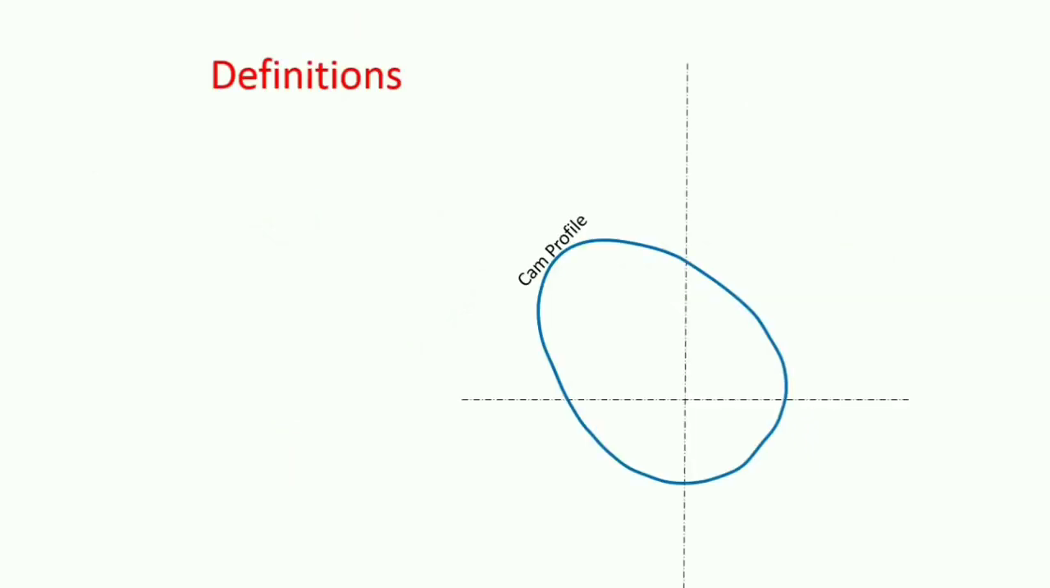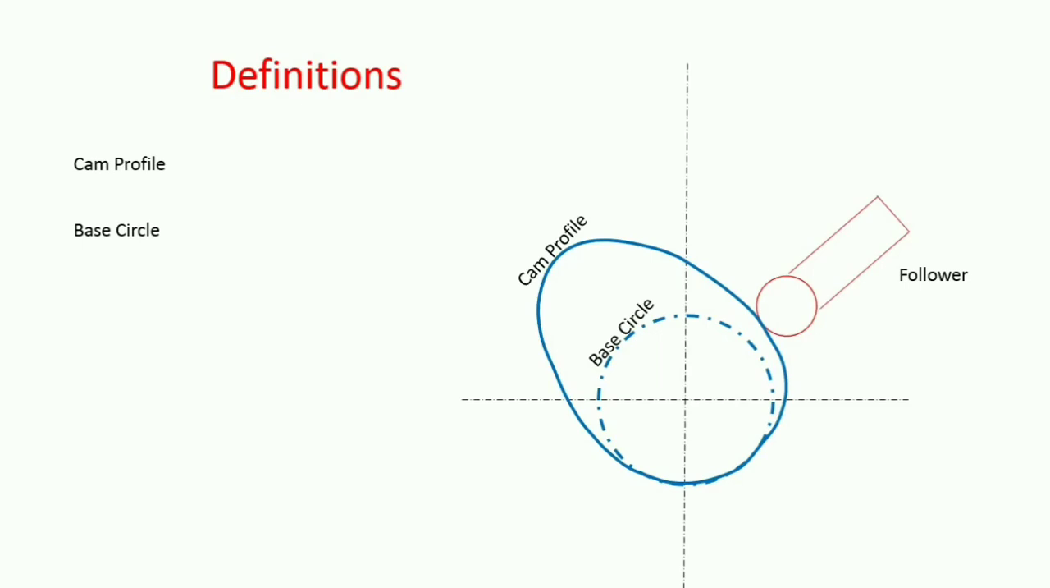Next one is definitions. We'll discuss the definitions in the cam. We have taken a radial cam. In this, first is the cam profile, and this is the base circle. The base circle is the smallest circle tangent to the cam profile, drawn from the center of rotation of a radial cam. Now this is the follower and this is the trace point.